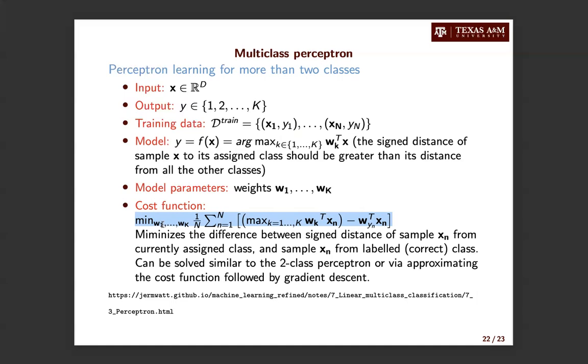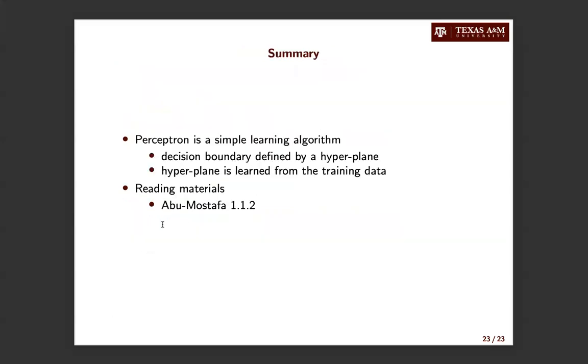This problem can either be solved similarly to the two-class perceptron, essentially via an iterative process that shifts the hyperplanes based on the misclassified samples, or there is also an alternative: approximating this cost function with a cost function for which we can actually compute a first-order derivative, and therefore we can apply gradient descent in order to find the approximate solution.